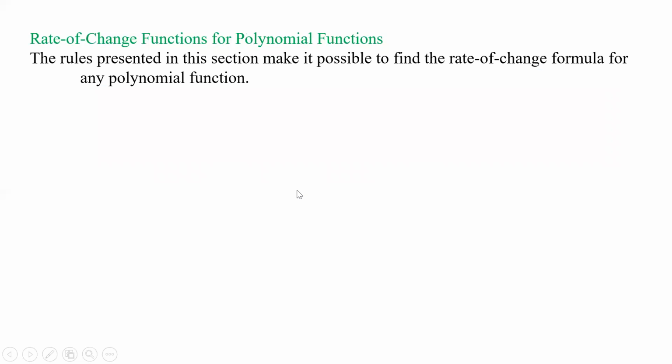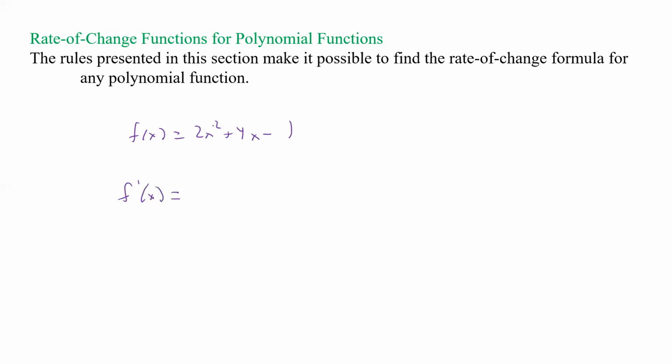Now, rate of change for polynomial functions. So basically what we can do is we can take all the rules we just learned and put them together, and we can look at it for polynomials. And so we could have something like maybe f of x equals 2x squared plus 4x minus 1, okay? And we want to find what is f prime of x.